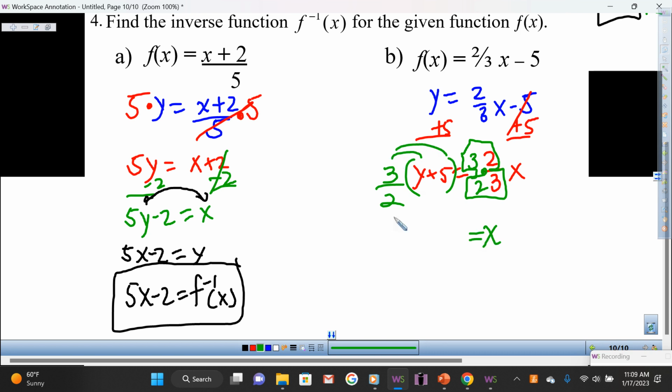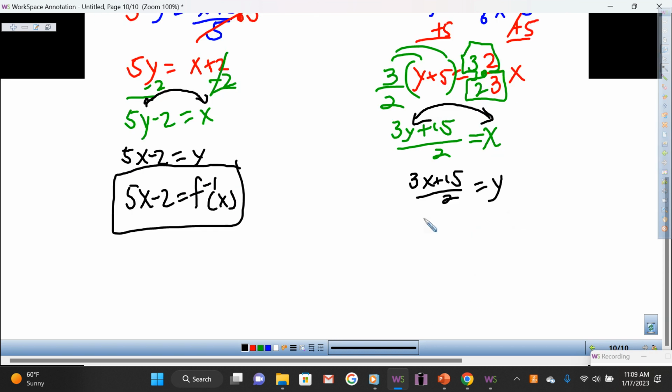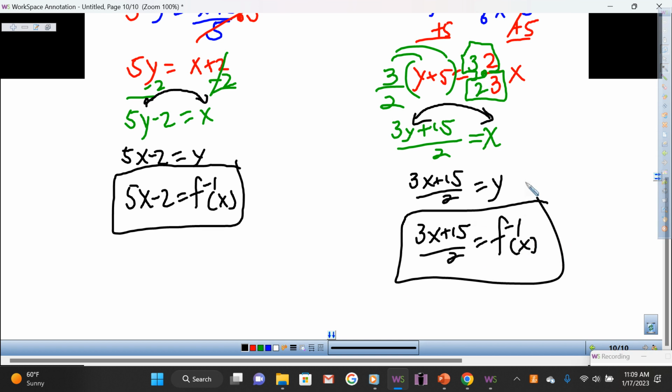So distribute, distribute. This is 3y plus 15 over 2. And then? Switch the variables. So this is 3x plus 15 over 2 equals y. F inverse of x. Woo-wee. Let's go. Now, check this out, guys.